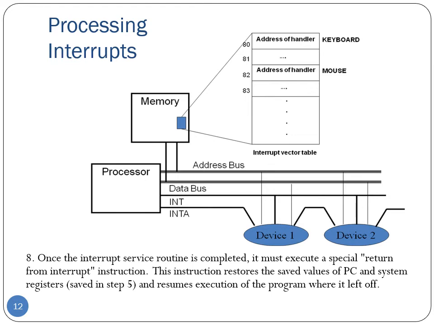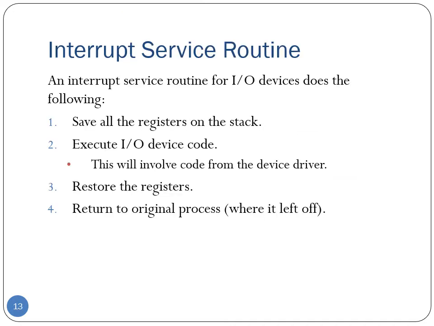Now that the interrupt has been served, we have taken care of the interrupt from the IO device. It is time to resume the execution of the process that was suspended for executing the interrupt handler. To do that, some architectures provide a special return from interrupt instruction. This instruction basically restores the saved values of the program counter and other system registers that we had saved earlier while suspending the previously executing process, and it will then resume the execution of that program from where it had left off.